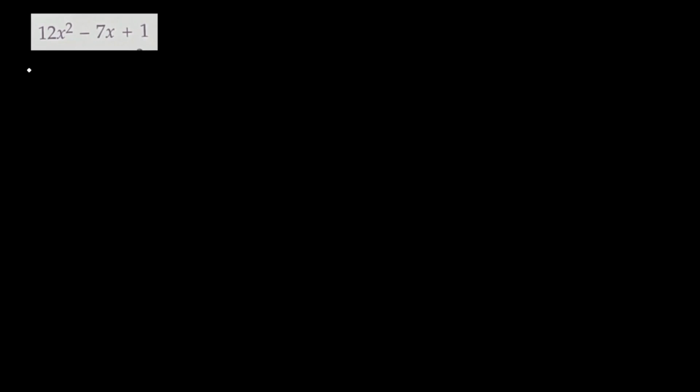So the given question is 12x square minus 7x plus 1. This is a trinomial. We can see three terms are there, and the given terms are also arranged in the correct order: first the x square term, then x, then the constant. So let's start this question.